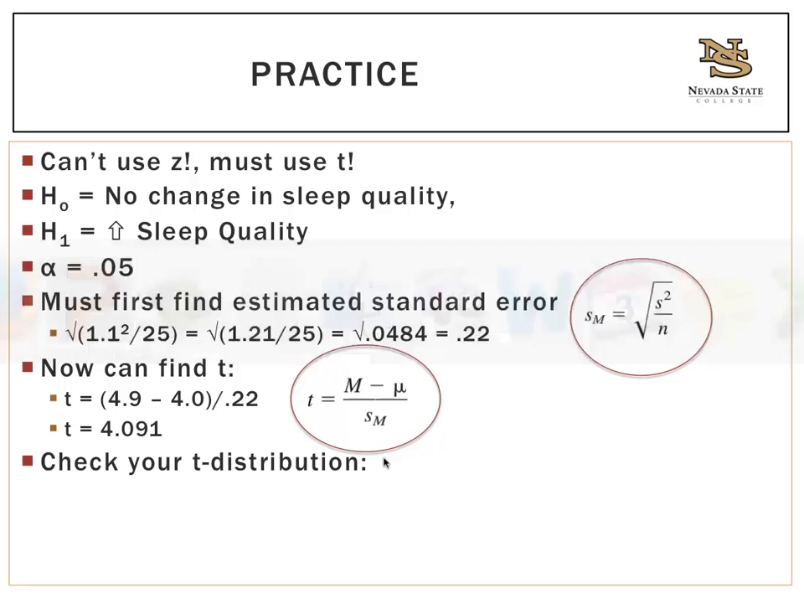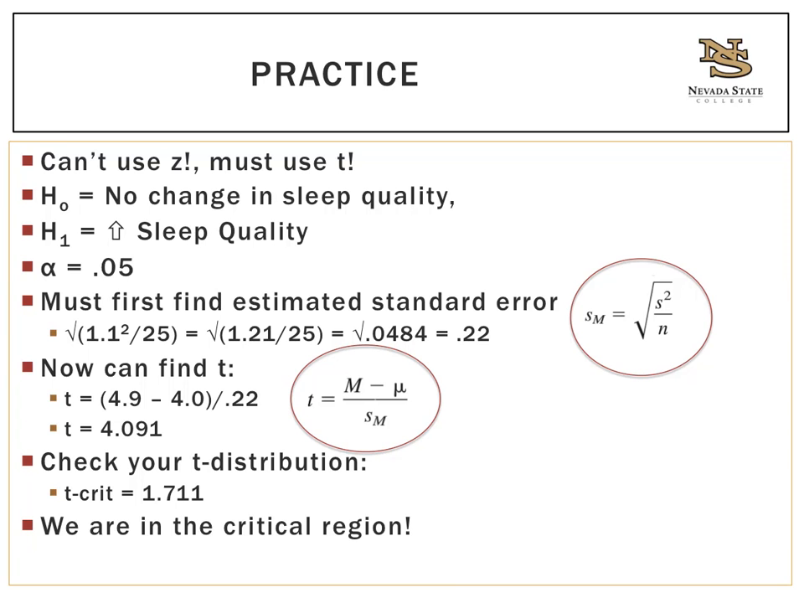So all we need to know is, does our t-value surpass that critical t-value? Okay, and so we go over here and we realize that it does. Your t-critical is 1.711. Our 4.091 surpasses it. And so we are in the critical region, which means now you can celebrate because we can reject the null.